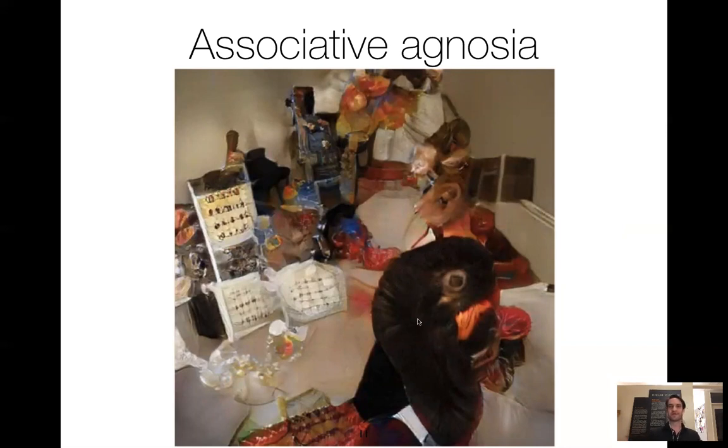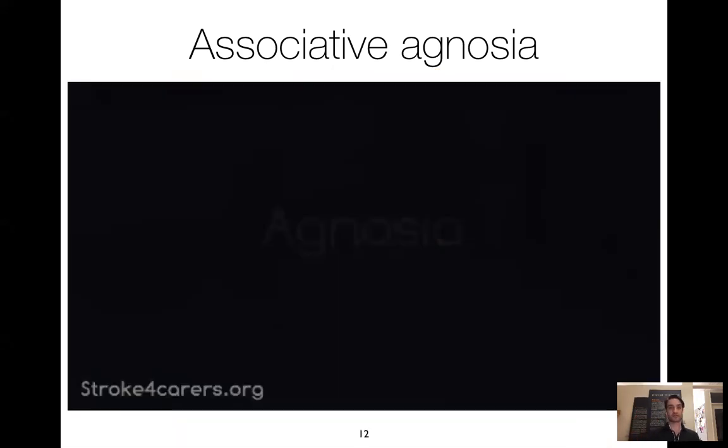So like this, gosh, what is this thing? It's like a teddy bear or maybe a fur coat or something. So you could draw it quite well, but then if you were asked to identify it, you would really struggle. That's kind of what it's like with associative agnosia. You can see things just fine, you can process it just fine, but when it comes time to identify it, you struggle. So let's actually watch a video of a patient who's afflicted with associative agnosia in action.